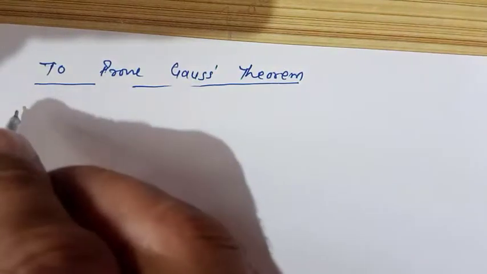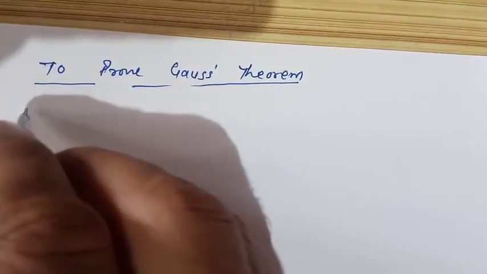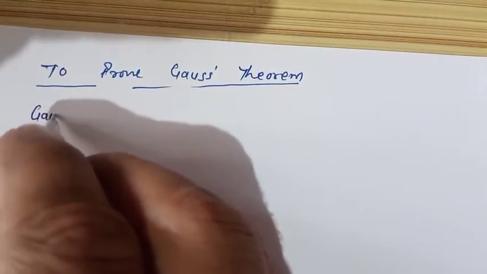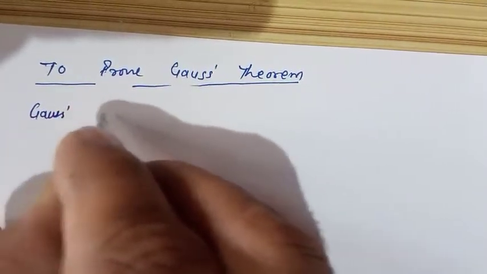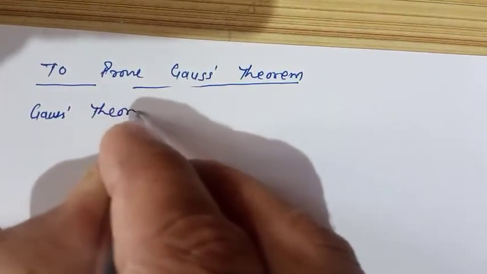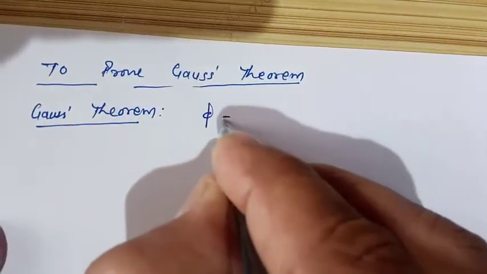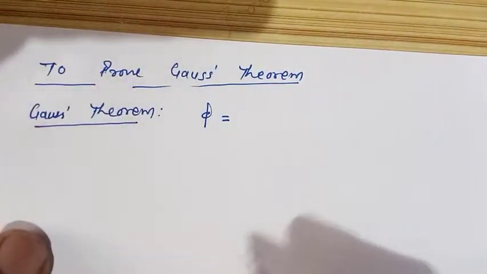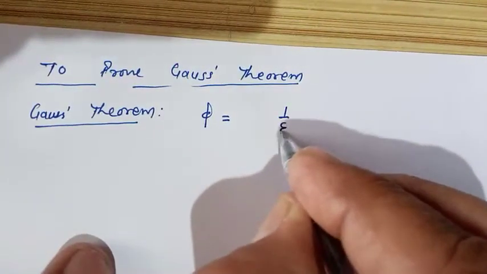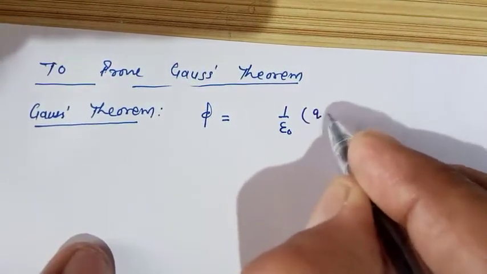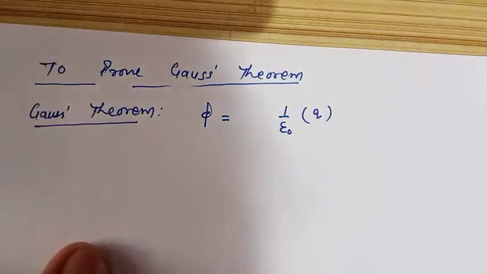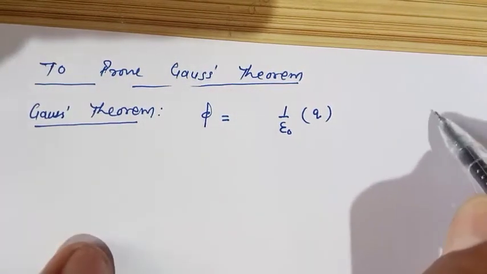So we have already seen what is Gauss theorem. It says the electric flux through a closed surface is equal to 1 upon epsilon 0 times the charge inside the surface. We had discussed this in the earlier video.